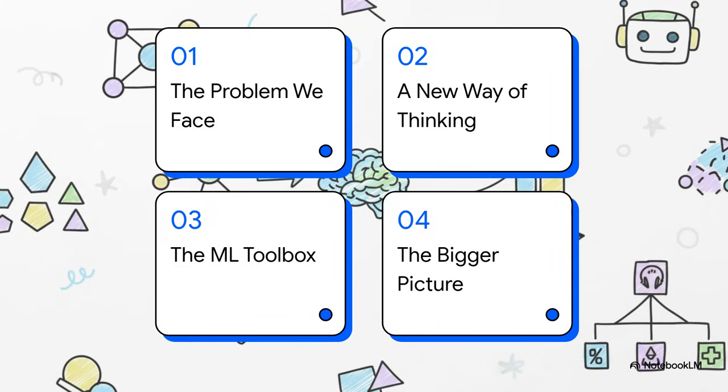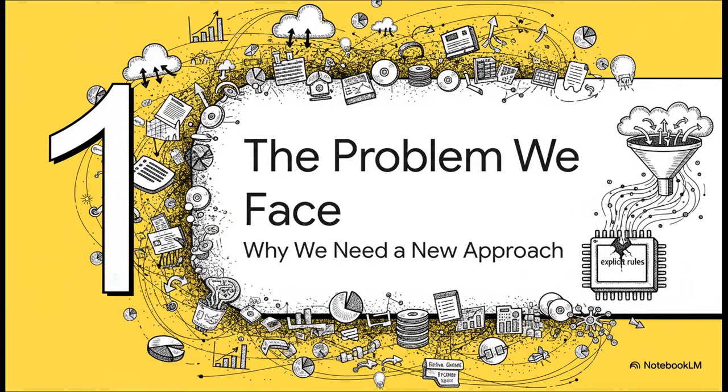To really wrap our heads around this, here's how we're going to tackle it. First, we'll talk about the problem that made machine learning so necessary in the first place. Then, we'll get into the whole new way of thinking that it represents. After that, we'll pop open the machine learning toolbox to see how it's actually done. And finally, we'll zoom out and look at the bigger picture. So let's dive into part one, the problem we face.